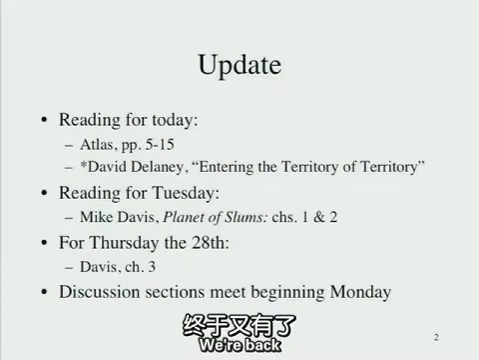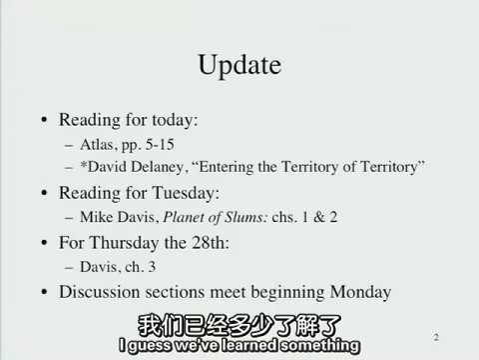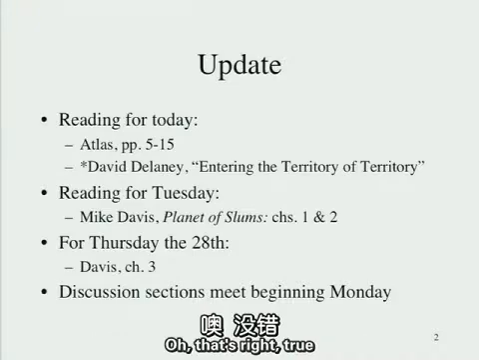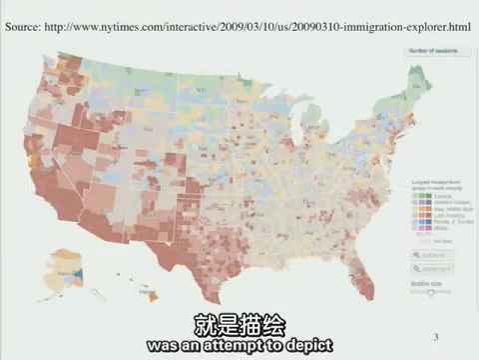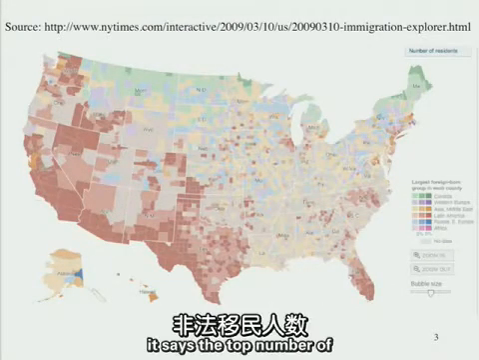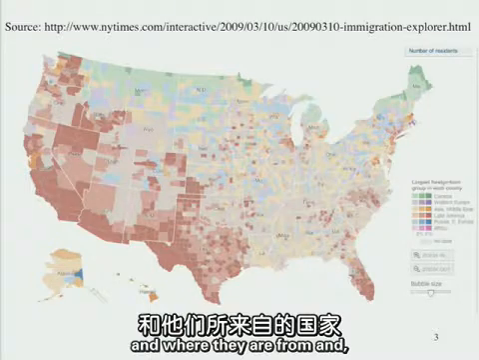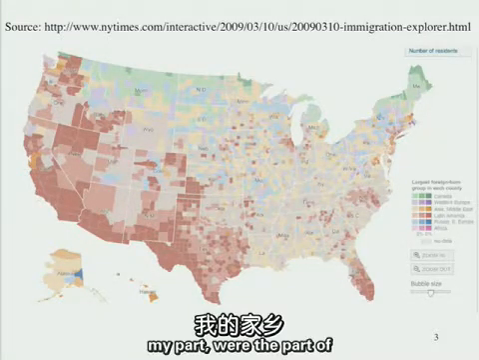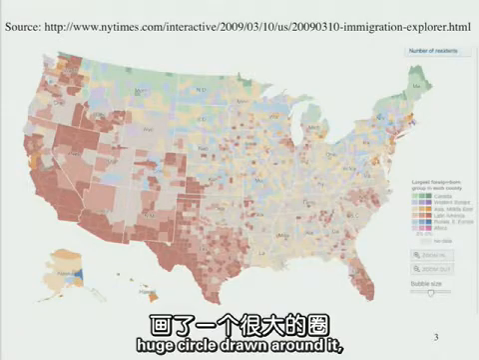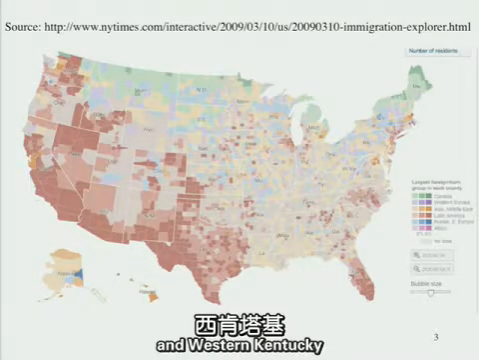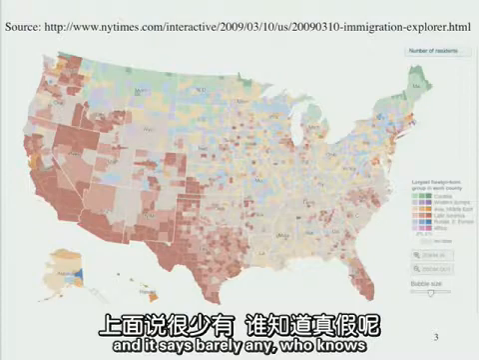Ta-da! We're back. So again, I guess we learned something about ourselves and our preconceptions. Oh, that's right. The last map I was going to show was an attempt to depict the number of illegal immigrants, area, and where they're from. My part of the country, the upper Midwest, has this huge circle drawn around it, reaching from Indiana and western Kentucky all the way to Seattle. And it says, barely any, who knows?